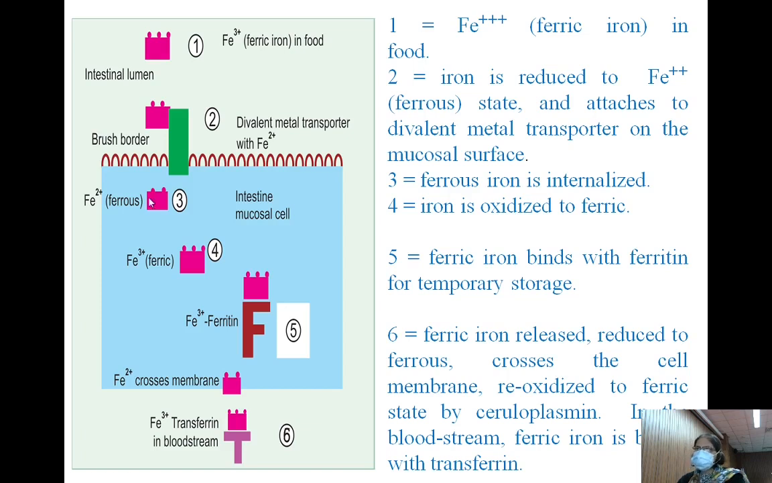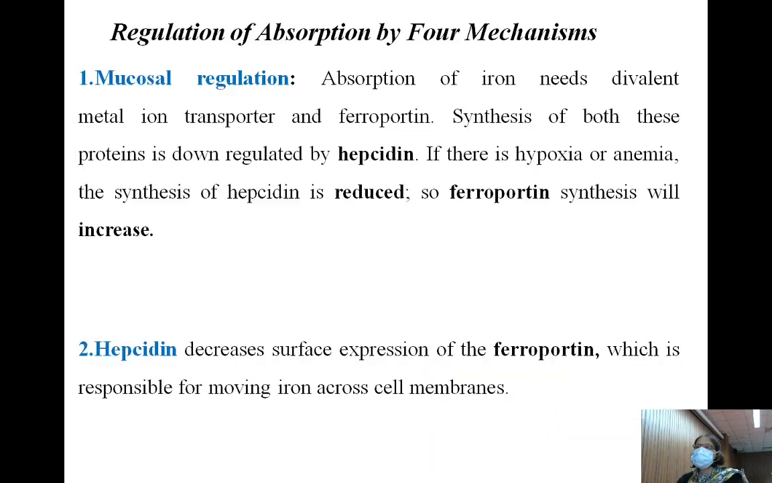Now, the mechanism of absorption: from the intestinal lumen, dietary iron goes to the intestinal epithelial cell, from the epithelial cell it is released to the blood circulation, and how it is transported in the blood, we have already finished. Now regulation of the absorption. That is also by 4 important mechanisms involved in the regulation of iron absorption. You have to remember that. Very important, 4 mechanisms.